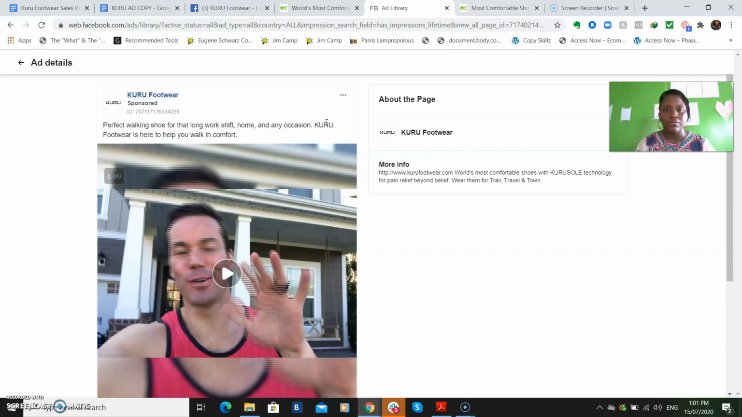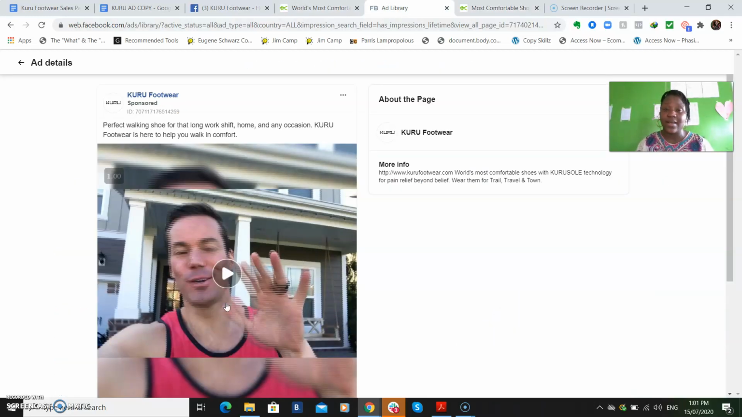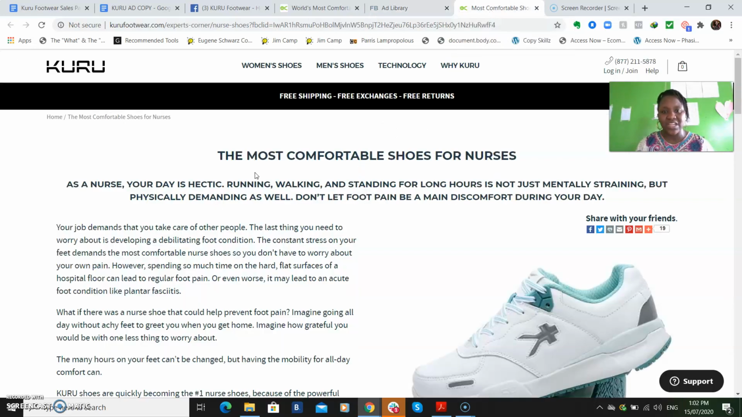And then this ad takes them to this landing page that says the most comfortable shoes for nurses. So you went from talking about how this guy was running. So yeah, if you are running this ad to runners specifically, people who like to jog, or triathletes and stuff like that, then that would make sense. But then it takes them to a page that is just specifically written for the most comfortable shoes for nurses.